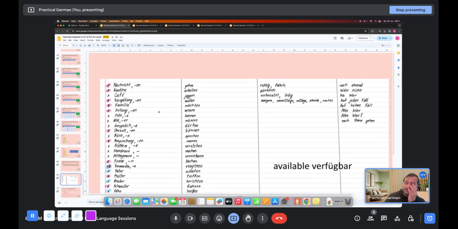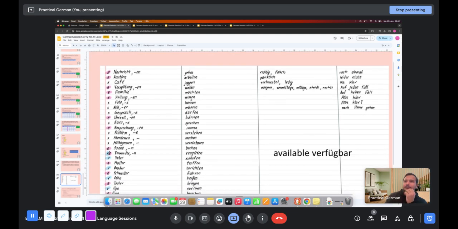You can read the verbs and see if you can give me the meanings. Gehen, to go. Arbeiten, to work. Joggen, to jog. Wollen, we just learned will or would. You can skip, so you can go for Vivian.